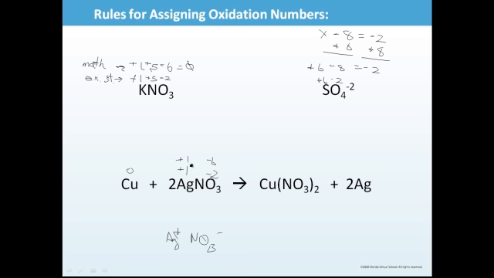Notice that I am not multiplying by the coefficient in front. I'm only multiplying by subscripts. So again, our algebraic sum here, I've got 1 minus 6 equals 0, and I need to figure out what goes in the middle there. Well, if I put a plus 5, 1 plus 5 is 6, 6 minus 6 equals 0. So the oxidation state on the nitrogen is plus 5.